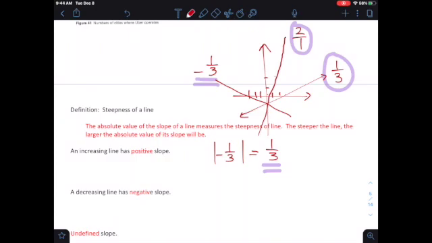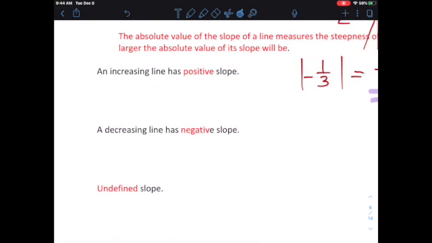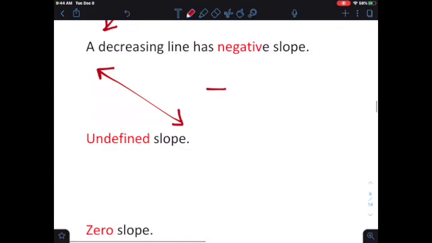The next thing we're going to talk about is different types of slope. A lot of you know this from last year, which is great, so I just want to jog your memory. An increasing line has a positive slope, so the line goes this way. A decreasing line has a negative slope, it goes this way. This is positive, that's negative. An undefined slope is when the line goes straight up and down.